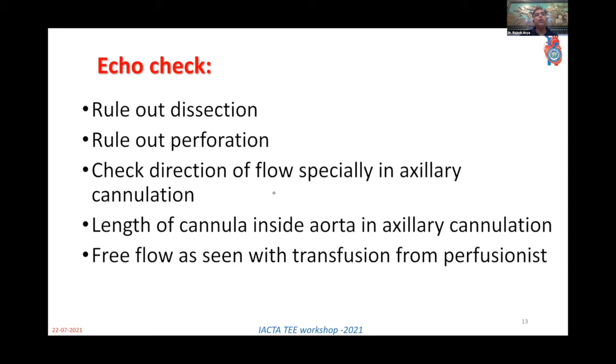In echo check, you rule out any dissection, you rule out any perforation, you check for direction of flow, especially in the axillary cannulation, because sometimes the axillary cannula might go towards the common carotid artery or innominate artery on the left side, and the direction of flow may go away from the heart towards the cerebral circulation. Then we must look for the length of the cannula inside the aorta. If there is aortic cannulation, it should be well inside the central aorta or arch of aorta, and we must look for the free flow of blood.